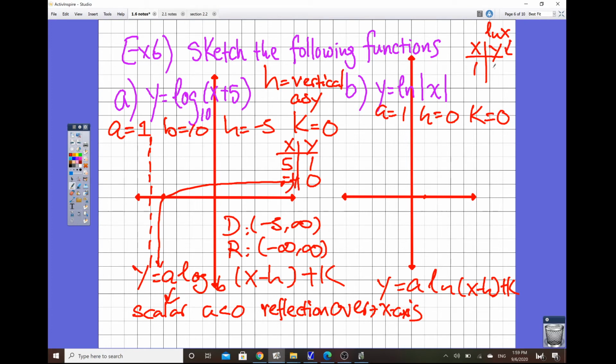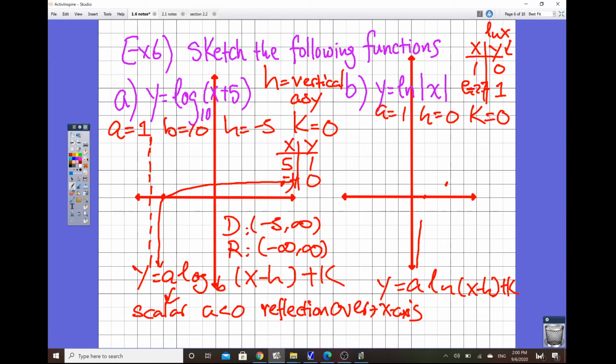So for natural log of 1, it's 0. Another thing we notice, natural log of e, where e is about 2.7, is 1. So (1, 0), and then (2.7, 1), right up here. Again, the VA is always the value of h. So the dotted line here is just the y-axis. So that means eventually the graph is like this.